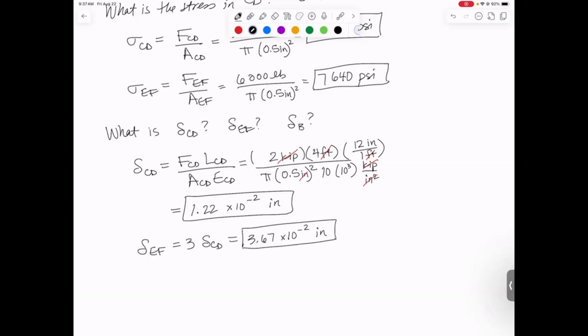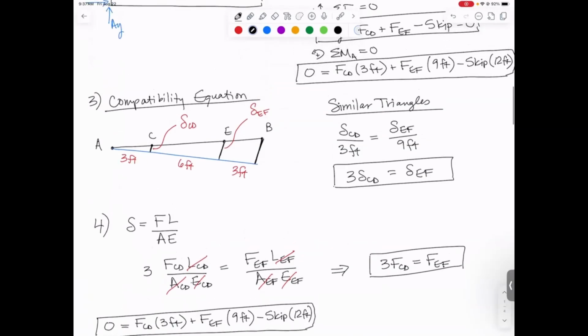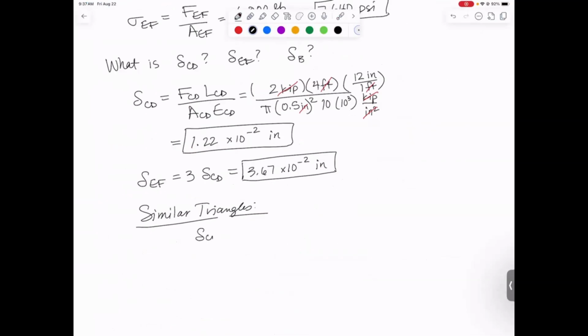And finally, how do we get delta B? I guess I should have done another similar triangle up here. If we want to find delta B, I need to use the same similar triangle, delta CD over 3 feet. That was using the little triangle. Then I can use delta B over the entire 12 feet. I had delta CD was to 3 feet as delta B was to 12 feet. So that means delta B is 4 times delta CD, gives me 4.89 times 10 to the minus second inches.